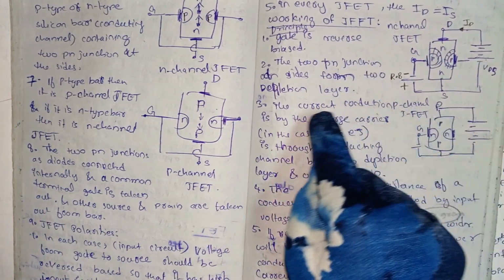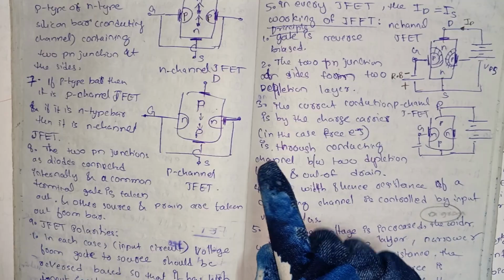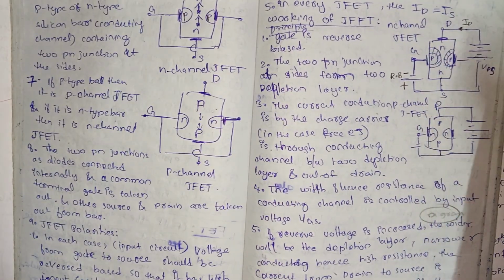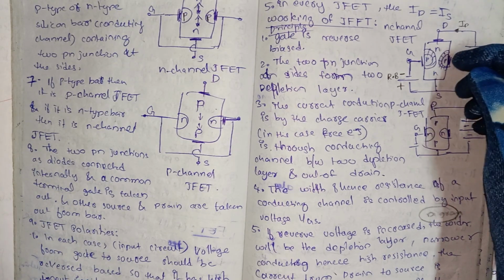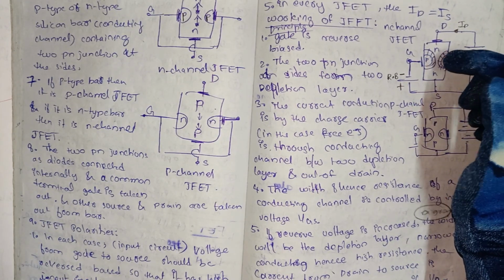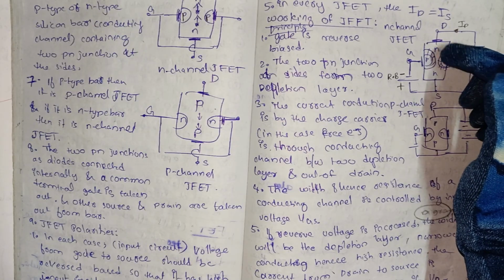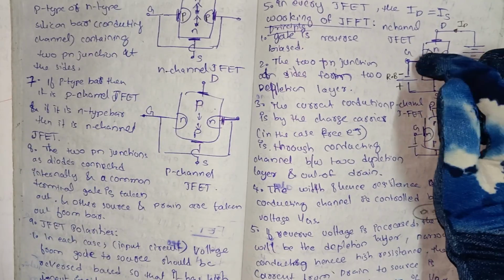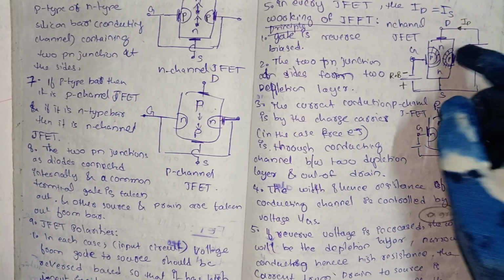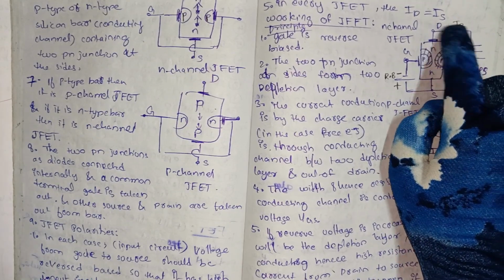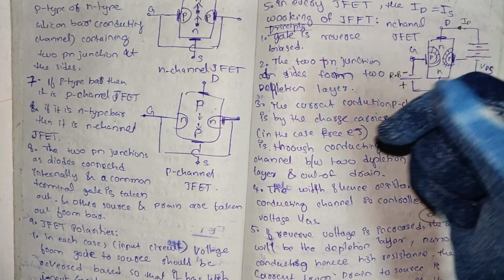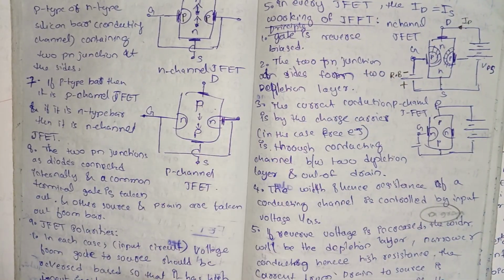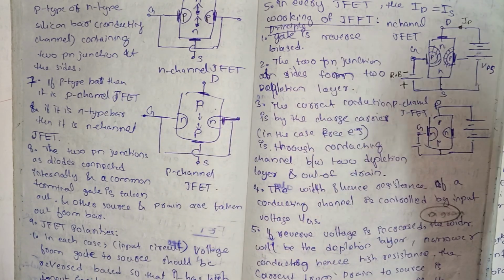The current conduction is by the charge carriers. In this case, free electrons flow through the conducting channel between the two depletion layers and out of the drain. Here the flow of electrons is through the conducting channel between the two depletion layers. These are the two depletion layers. In the n channel the electrons flow out of the drain, and in the p channel the holes flow out of the source. So the current will be in opposite directions.